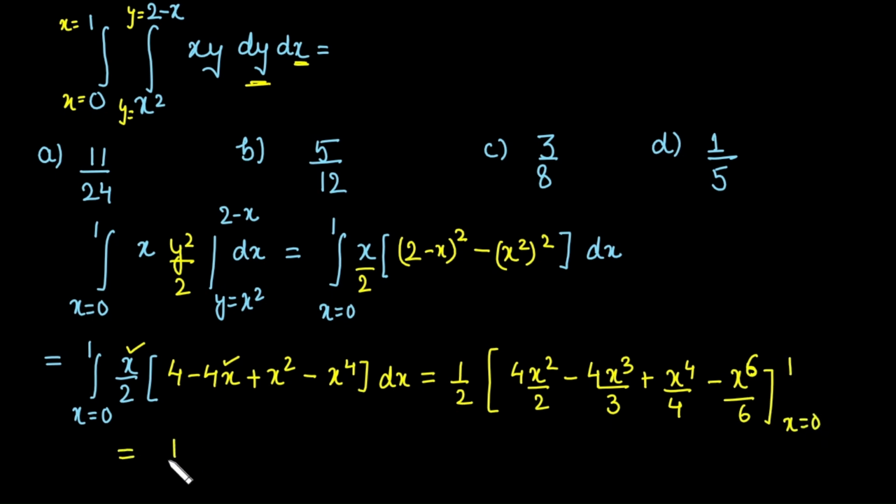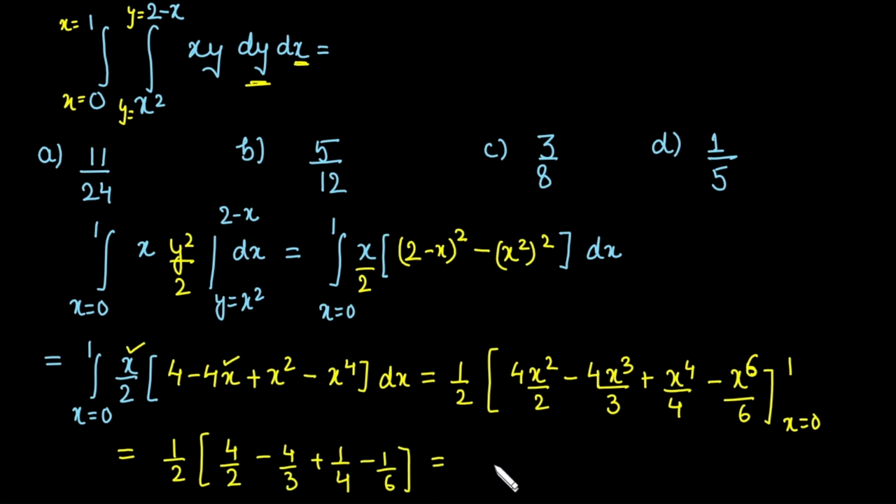This is equal to 1 by 2. Substitute upper limit and lower limit. Lower limit पे हर वैल्यू क्या है? 0 because each contain x and x is equal to 0 means entire term is 0. Simply put x is equal to 1. We have 4 by 2 minus 4 by 3 plus 1 by 4 minus 1 by 6.